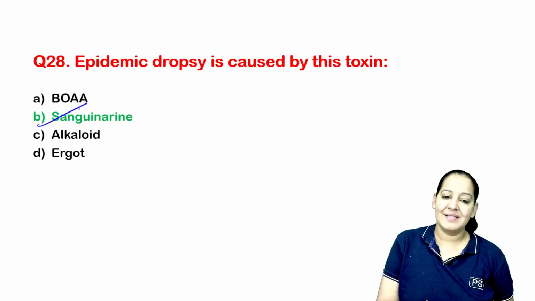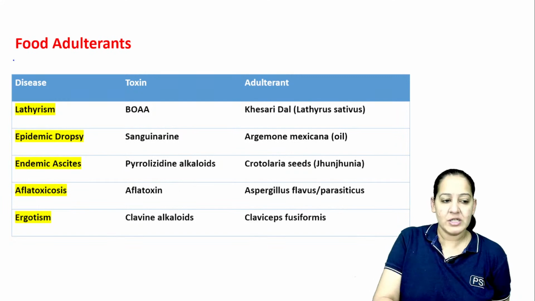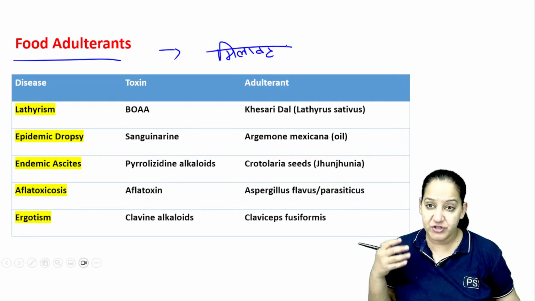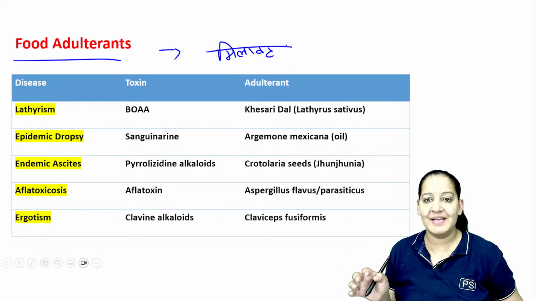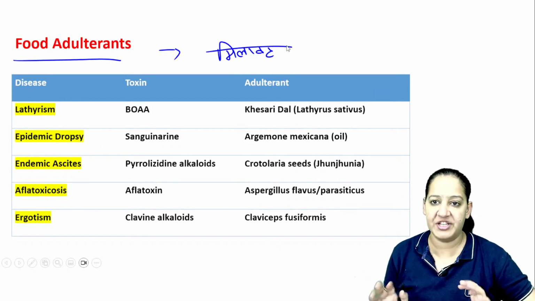Yes. The correct answer is sanguinarin. So the question belongs to food adulteration. What is food adulteration? The milawat. Whenever any food item that is cheaper in price is mixed with a food item which is costly in price, that is known as food adulteration, right? Just for the financial benefit.